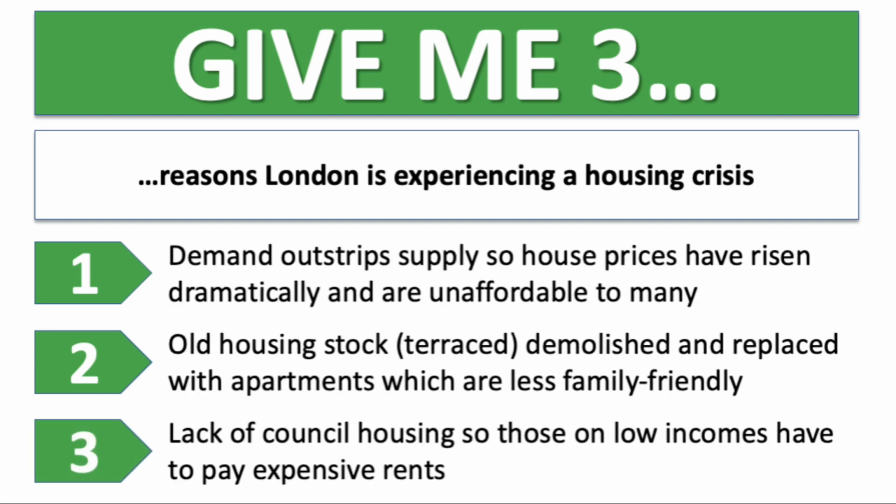We've got the demand outstripping supply, so house prices have risen dramatically and are unaffordable to many. Now, this is really interesting in London in particular because you've got places like Haringey, which maybe a decade ago was considered to be quite a deprived area, somewhere where lots of people wouldn't want to live. And it's now up and coming, where the house prices have increased so much that, again, local people are not able to afford to live there anymore. You've got old housing stock, particularly terraced housing, which has been demolished and replaced with apartments, which are less family friendly. And we've got the lack of council housing, so those on low incomes have to pay expensive rents.